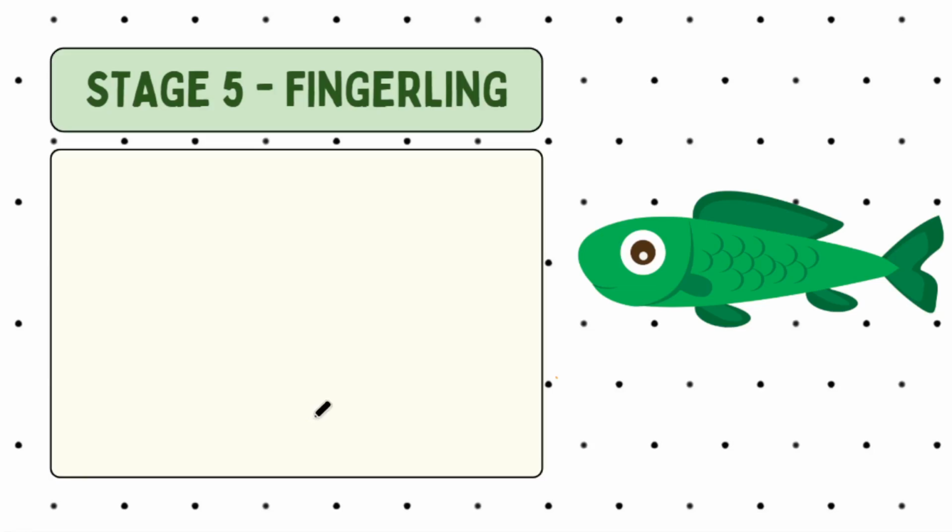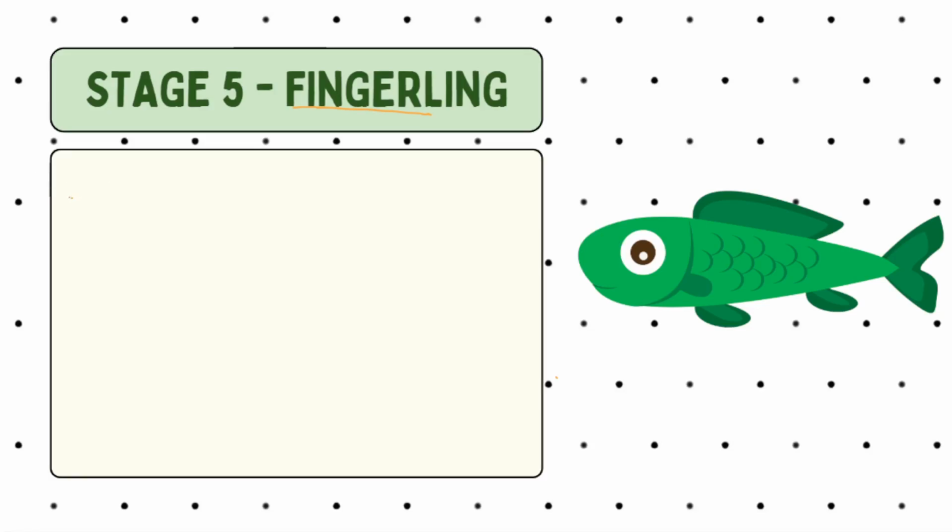Stage 5. Fingerling. What is fingerling? The word itself says finger. So the size of the fish is compared to our finger. Okay, so it looks like a human finger size.